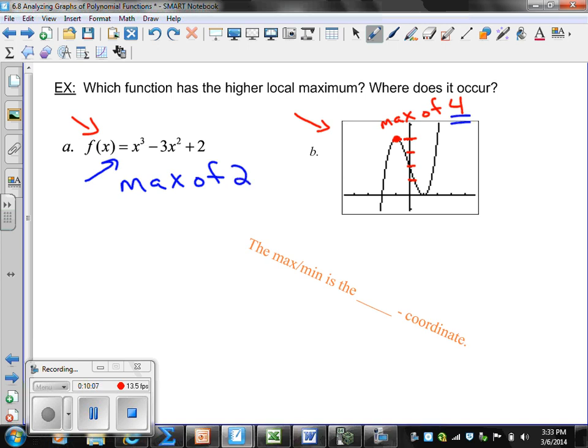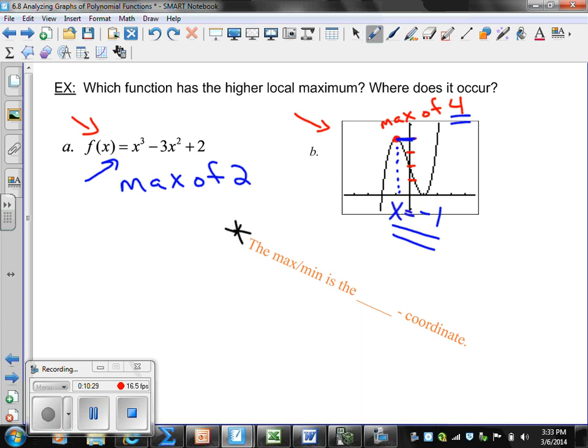Okay, now where does it occur? Well, the maximum is the y value. It occurred when x equals -1. So that's when it occurs, and the actual value of the maximum is 4. So just a little recap here with this statement: the maximum or the minimum is the y-coordinate.